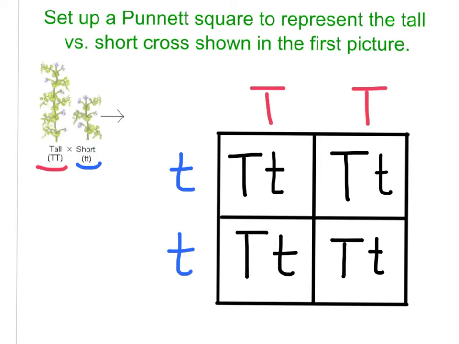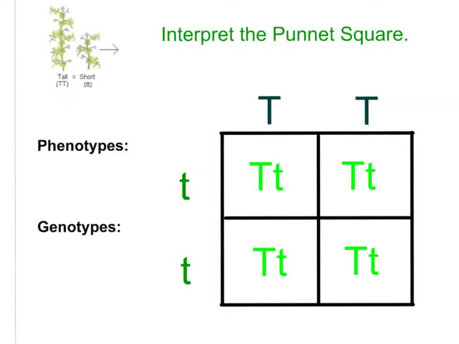So I have just filled in my Punnett square with all of the different alleles and the different combinations. Now let's interpret that. Let's go to the next frame for that. How do I interpret this Punnett square? Well, here are my offspring. These are all my offspring. These are the genotypes of my offspring.